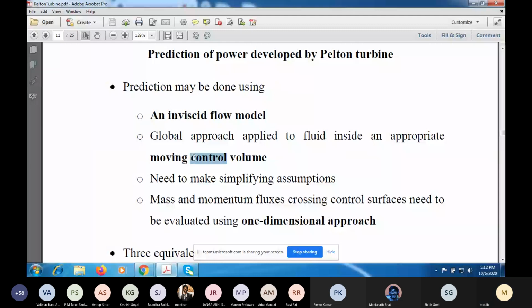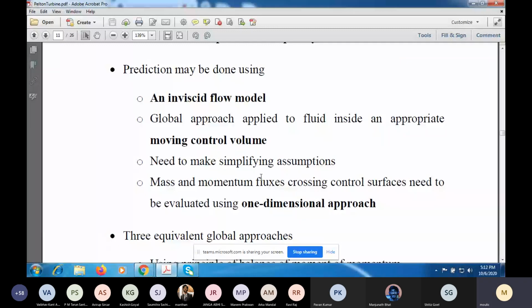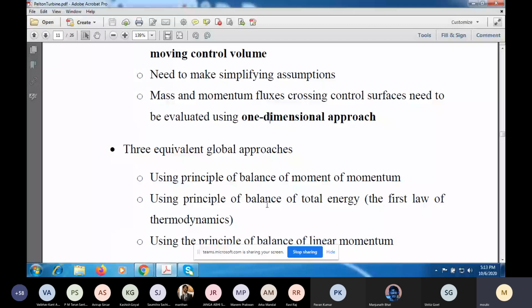Okay. Now the mass fluxes and momentum fluxes crossing the control volumes need to be evaluated. And again, we'll use a simple model where we'll assume that at those inlet and outlets, the flow is one-dimensional or quasi one-dimensional. That is, we'll assume the velocity distribution to be uniform. Now there are three equivalent approaches. One is using balance of angular momentum.